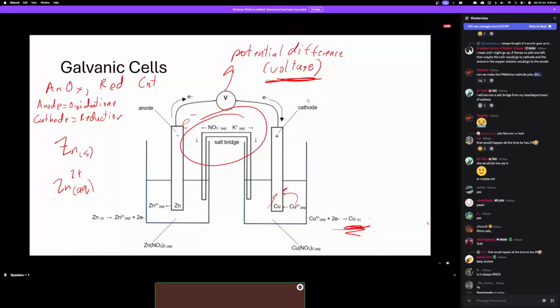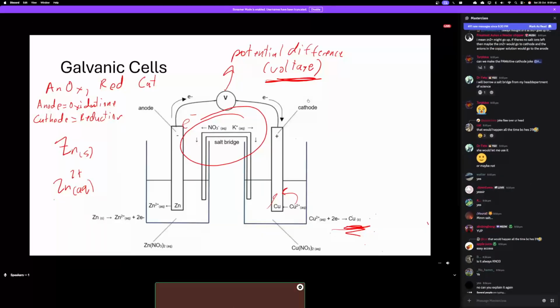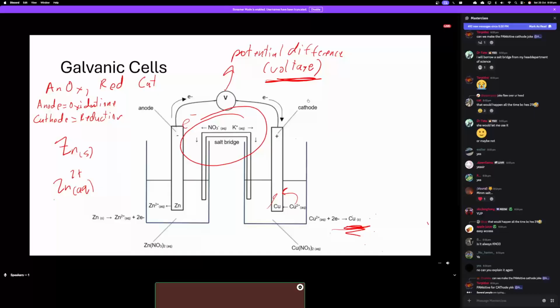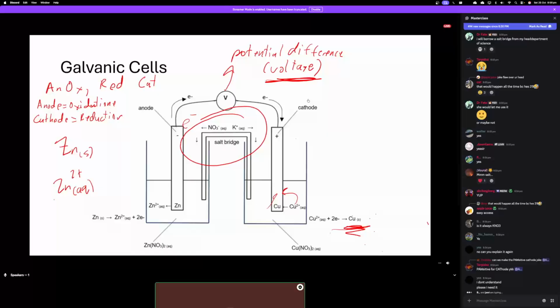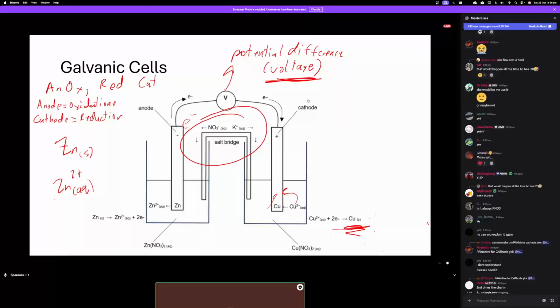The last thing with galvanic cells: is it always KNO3? No, you can use any ion. You can use any salt. This one is potassium nitrate. You could use, I can't even think of it, like sodium nitrite probably. Anything works. Any salt works.